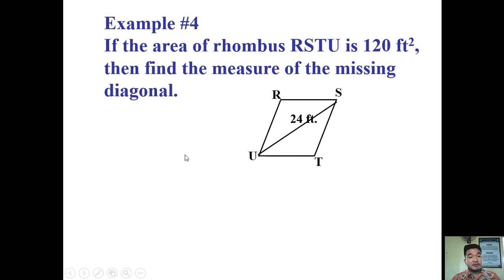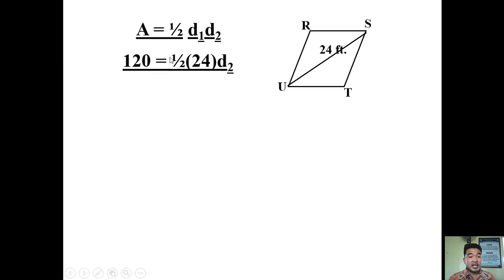Another example, find the area of rhombus RSDU with an area of 120 square feet. So the given here is the area of the rhombus. Then find the measure of the missing diagonal. Once again, you just rewrite the formula in solving for A, and then substitute the values.